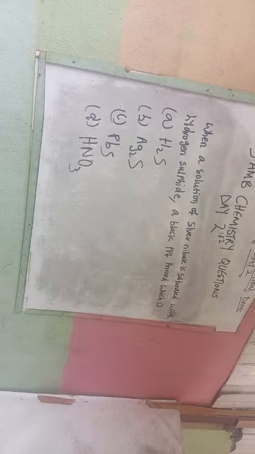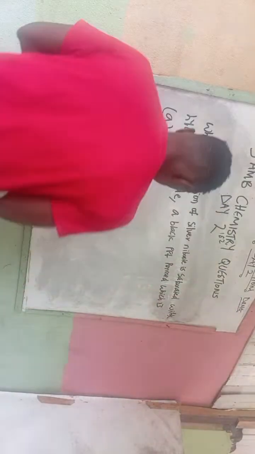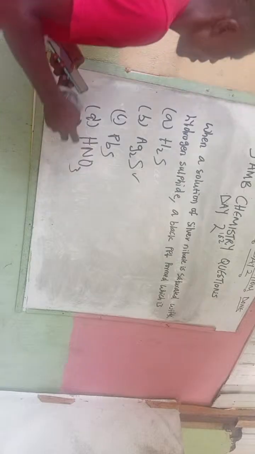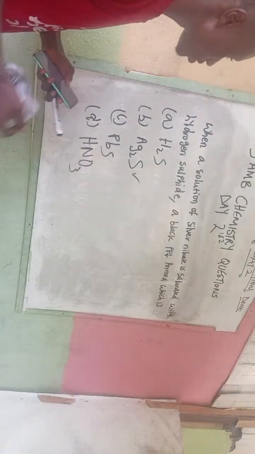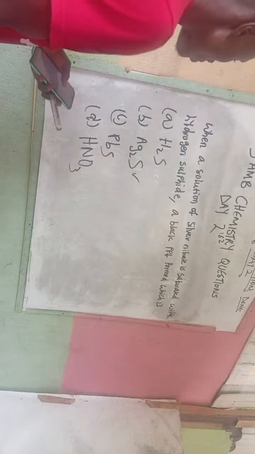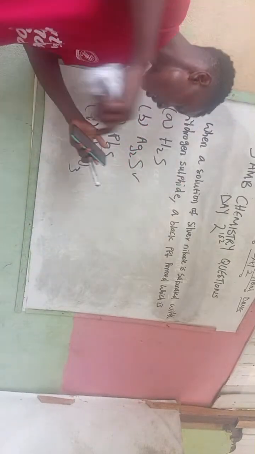When the solution of silver nitrate is saturated with hydrogen sulfide, the black precipitate is formed. I already explained this yesterday. This question was done yesterday for chemistry, and the answer is B. When the solution of silver nitrate is saturated with hydrogen sulfide, a black precipitate forms. The silver sulfide. Let's move on to the next question.